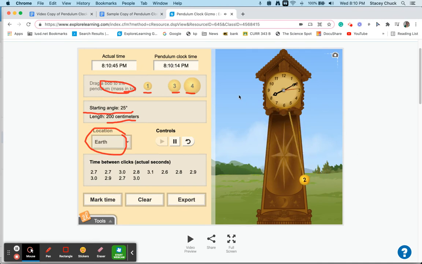Because with the default settings, the seconds are not going fast enough. They're not actual seconds. They're taking longer than a second. So the longer this runs, the more behind the clock will become.